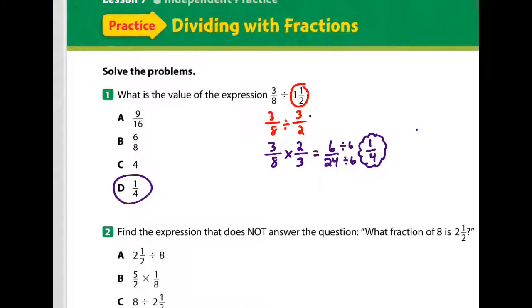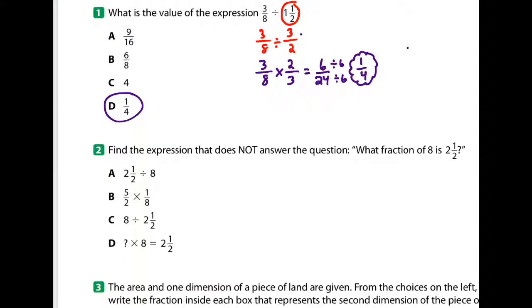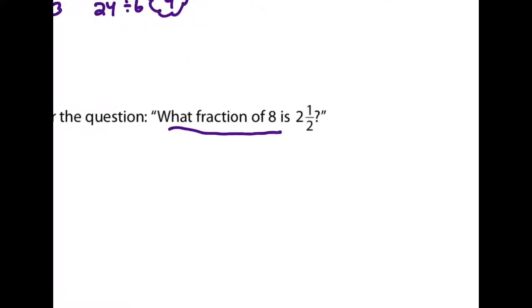Okay, so let's go on to 2. Number 2 says, find the expression that does not answer the question, what fraction of 8 is 2.5? So that means that of these answer choices, 3 of them would answer that question. We have to find the one that would not. So I'm going to mess around and see how I would solve this. If I had to find what fraction of 8, here's what I would think.